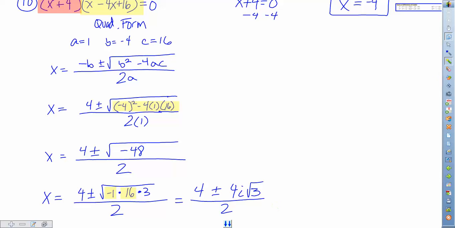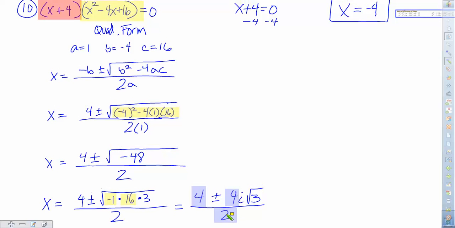Here's another little trick that you need to know how to do. Because some people will get here and they'll say, Mr. Cook, I don't see that answer in the back of the book. The reason why you don't see this answer in the back of the book is because they reduced the fraction. If I have two 4's up here separated by that plus-minus sign, and they're both being divided by 2, well, I can divide each one of those by 2.